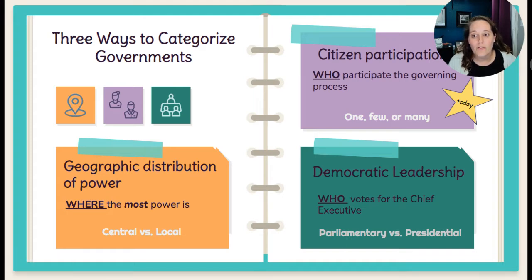So we've been talking about the 3 different ways to categorize governments. In our last lesson, we talked about geographic distribution of power. And in this lesson, we're going to be talking about citizen participation. In lesson 3, we will talk about democratic leadership.